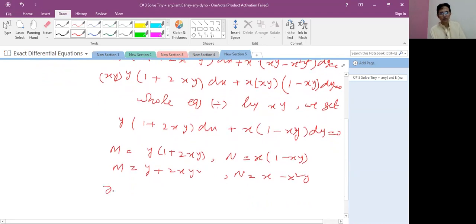After that, we will find the partial derivative with respect to x, dou m upon dou x. It means 2y square, because it is 0. Dou n upon dou y is minus x square.